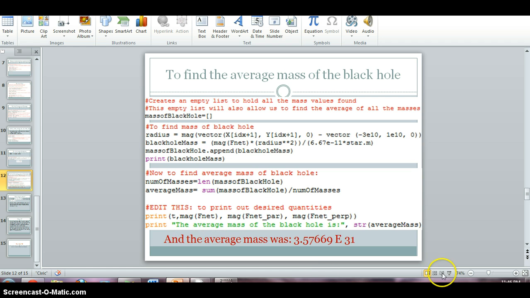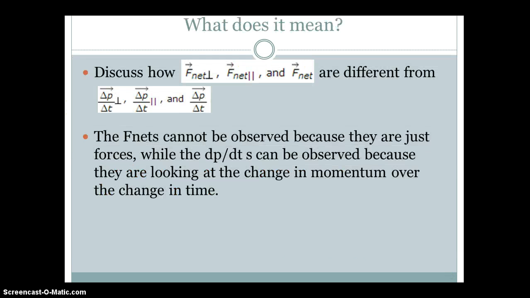So, for the what does it mean? The three arrows you saw when I ran my program are the Fnet parallel, Fnet perpendicular, and the Fnet. Fnet is pointing in toward the middle of the hole. The parallel force is pointing in the direction the star would go, since it's like a tangent vector, and the perpendicular force is pointing perpendicular to the parallel, but still inwards like the Fnet.